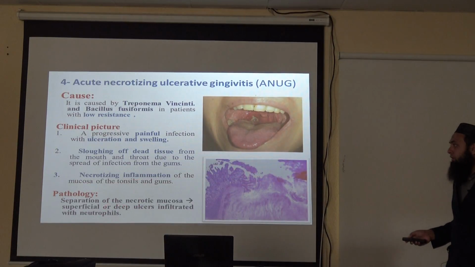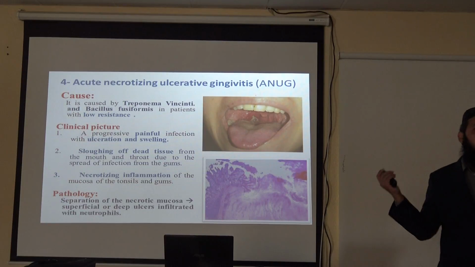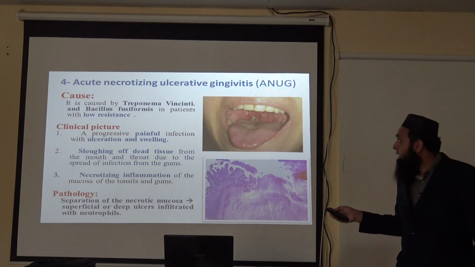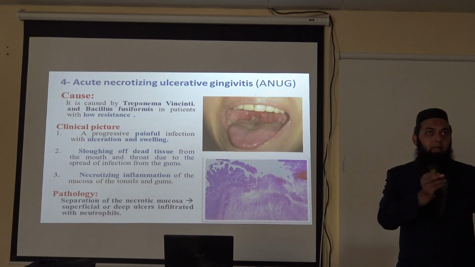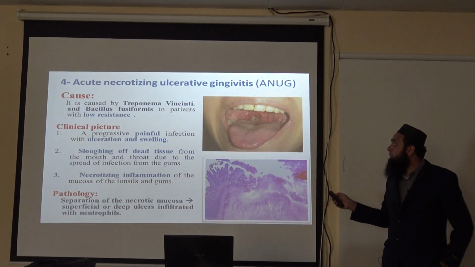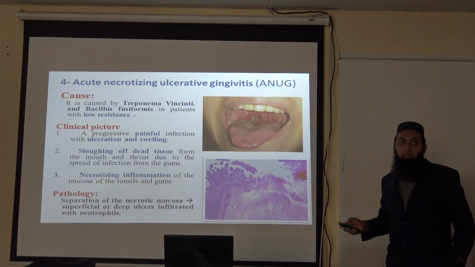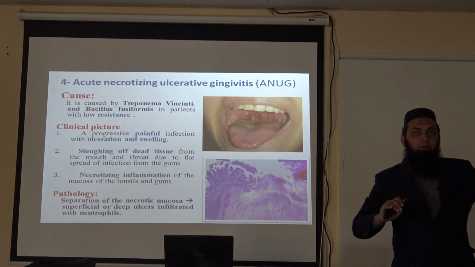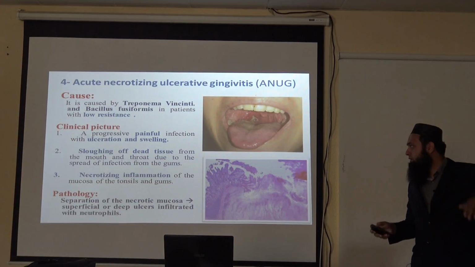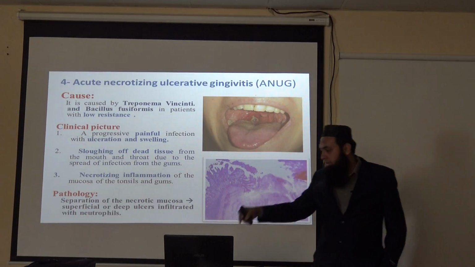And if you see under the microscope, the separation of necrotic mucosa, superficial or deep ulcer infiltrated with neutrophils. So sloughing off is going on. This is the most important point of this oral lesion. And it is very apparent from the name, acute, necrotizing, ulcerative gingivitis. So from here you can remember the place, base it deep into the mouth. And from necrotizing you can remember this point that this sloughing off is going on. Okay? The superficial layer is sloughed off. Necrosis is there. So just match the key points.